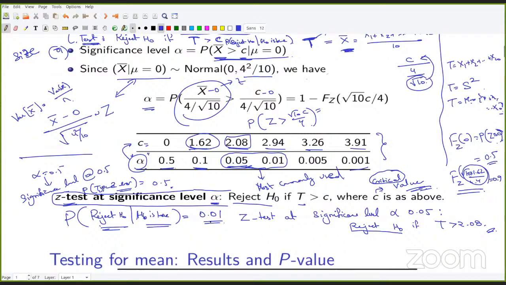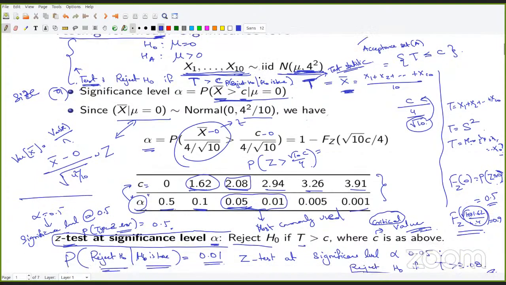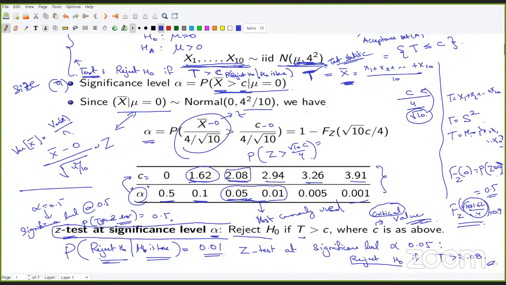Sir, can I ask a question? We'll be given alpha values, and from alpha values we'll be calculating the value of c. So how do we know that we are going to reject for 2.08, or whatever c we're going to get? If we are not given the value of c, or the standard against which we have to reject, how do we reject?